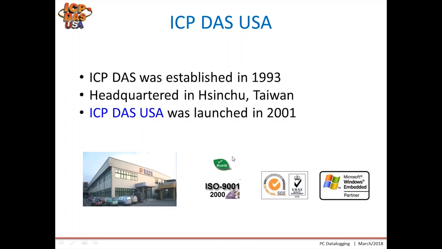ICP DAS was established in 1993. Our headquarters is in Hsinchu, Taiwan, and ICP DAS USA was launched in 2001 to support the North and South American markets. All of our products are ISO 9001 and RoHS compliant, and we're a Windows embedded partner.